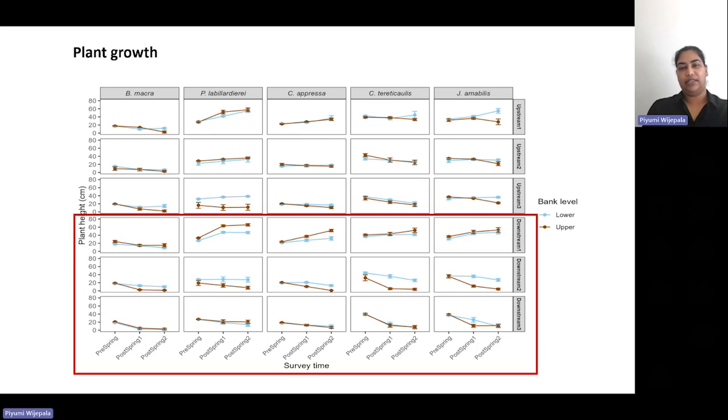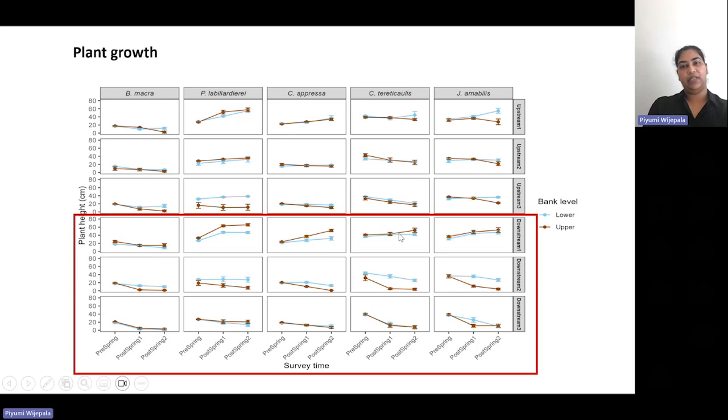So we can see plants in lower level bank had a reduced growth in all downstream sites except downstream site 1. And again, in downstream site 2 and downstream site 3, plant growth of the upper bank had a greater reduced growth compared to the lower bank. So what happened in downstream site 1 is we can see an increase in the plant growth in all species except Bothriochloa macra in the lower bank plants. Also, we can see an increase in the upper plants in the upper bank level.